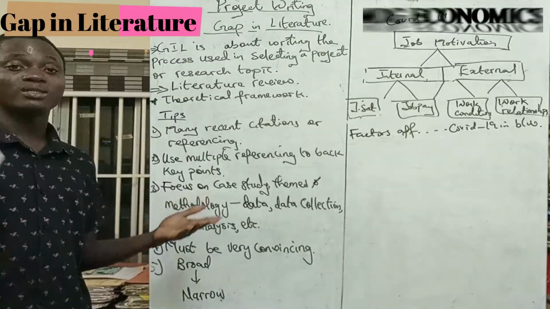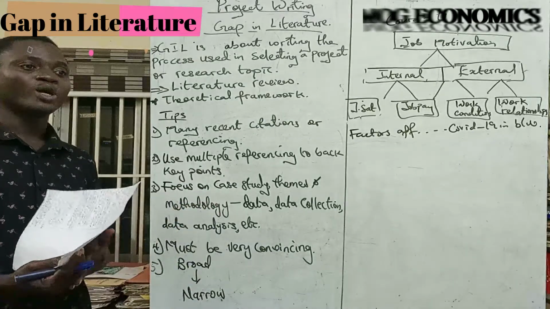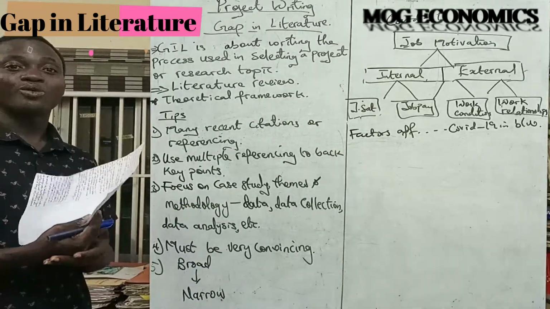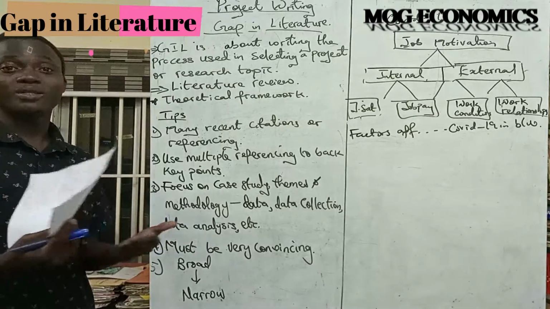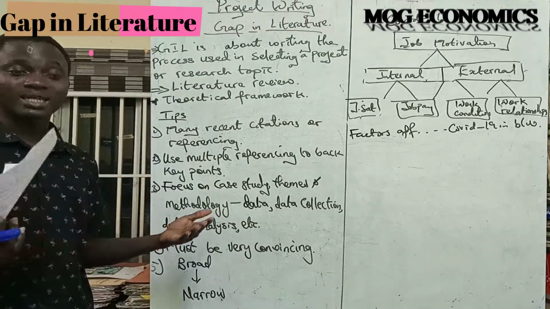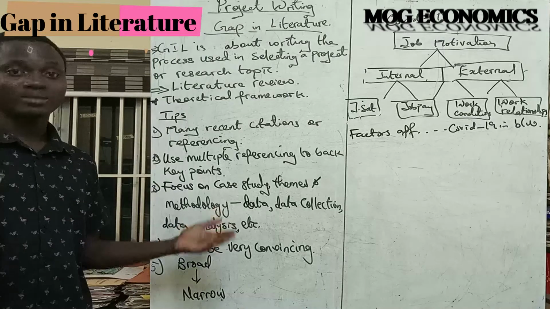Because the internet connects many people together, you can find literature on any topic that you're looking for that was written by researchers from different parts of the world.